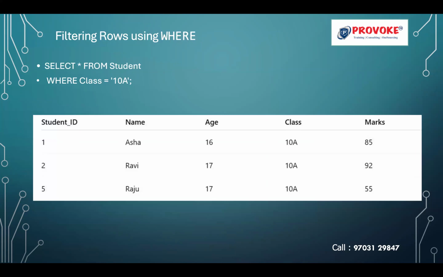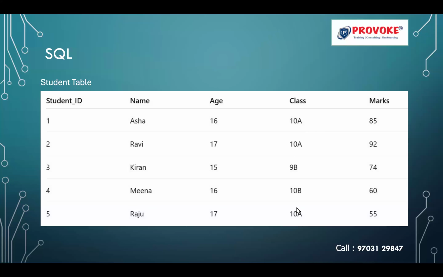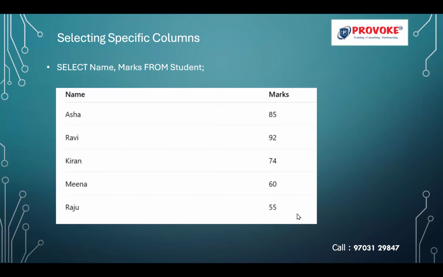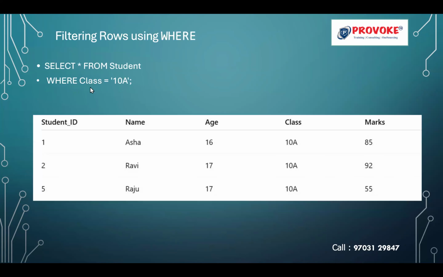Now, filtering rows using the WHERE condition. The WHERE clause is helpful in the select statement when you want to check for some condition. Select star from student where class is equal to 10A. In the input records, you have 10A, 10A, 10A, 9B and 10B. You have 5 records, of which 3 records are 10A. So in this WHERE clause, I'm going to filter only the class which is 10A. So it is going to select the records from the student where class is 10A.